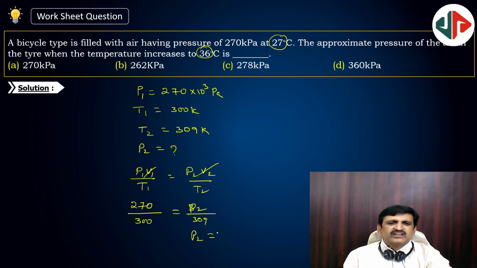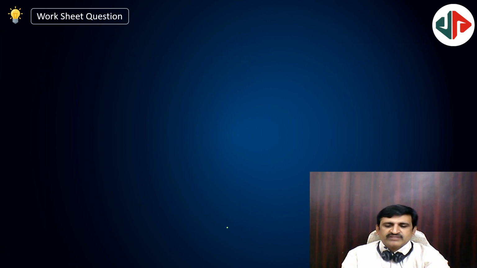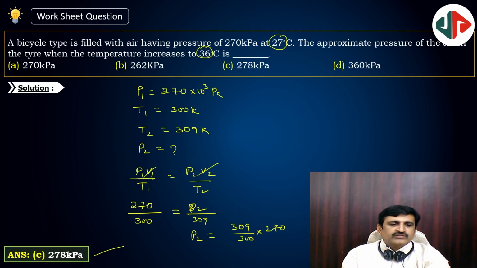P2 will change very little, not so much. 309 by 300 into 270, so it will be equal to 278. Initial 270, now 278. Very little change.